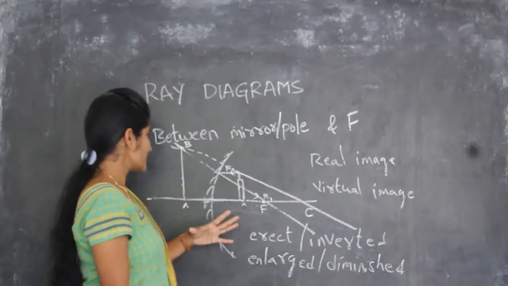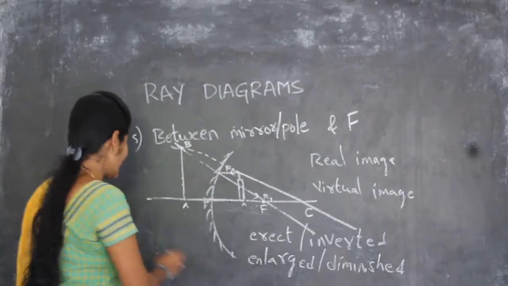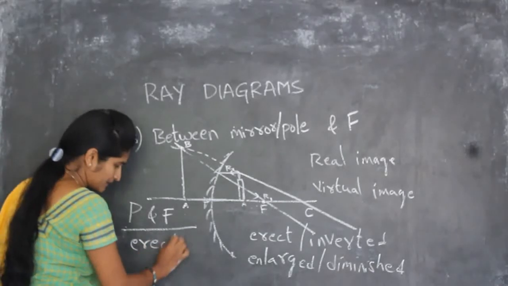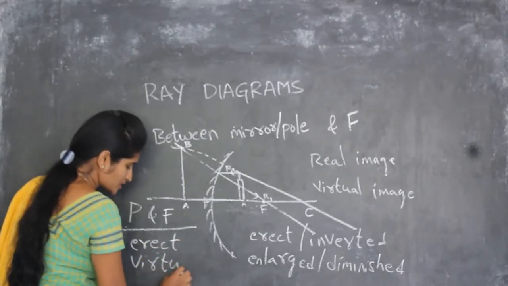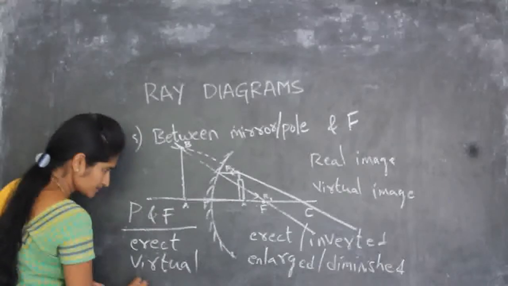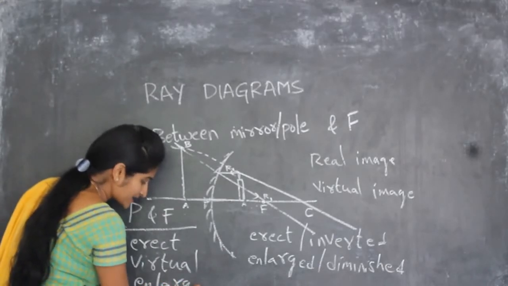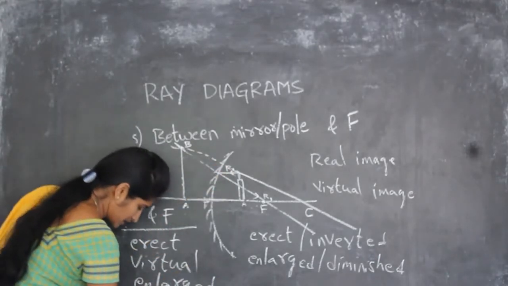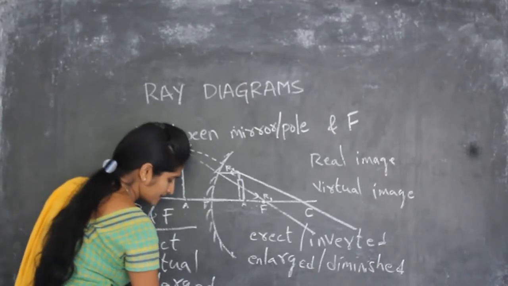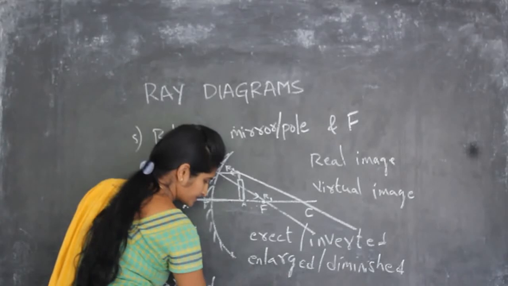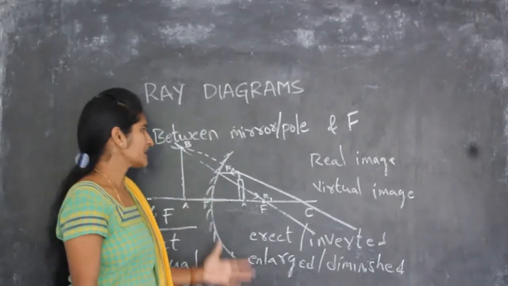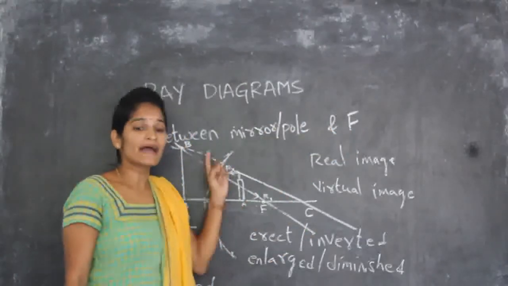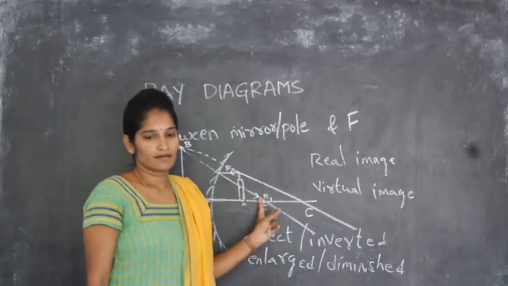Is it clear? So overall, what is the condition between pole and F? Between pole and F, what are the characteristics? It is an erect image, a virtual image and an enlarged image. And where is the image formed? The image is formed beyond the mirror, behind the mirror. So this is the condition between mirror and focus. Is it clear? So here the image is formed by an assumption. That means it is not a real one.